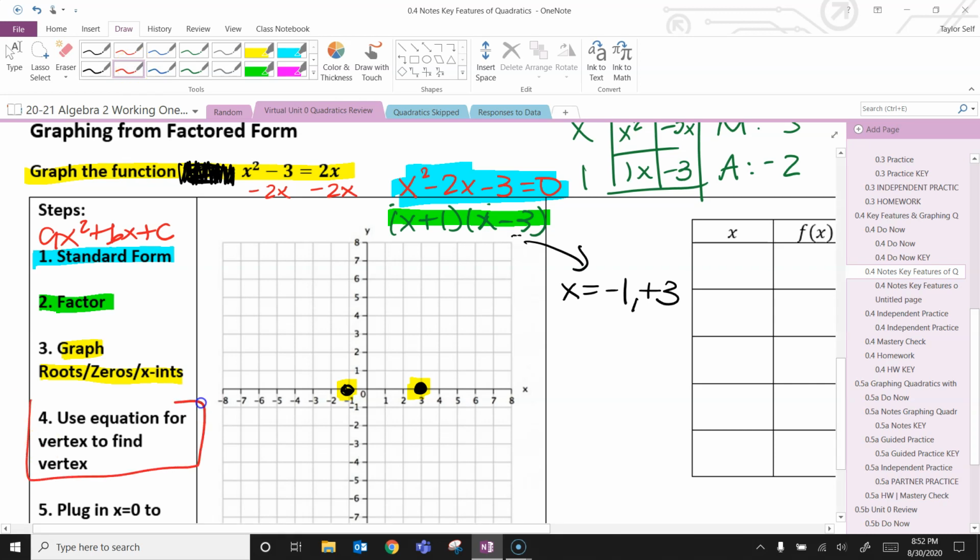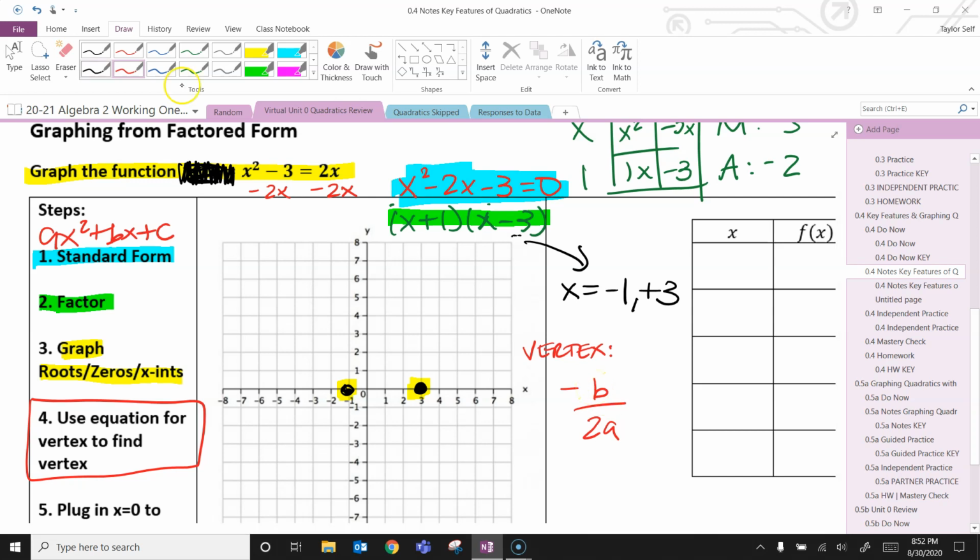Use the equation for the vertex to find the vertex. So the equation for the vertex, let's write this down, vertex equation is negative b over 2a. That should sound a little bit familiar. That is from the quadratic formula. So to find your vertex, you're going to put negative b over 2a.